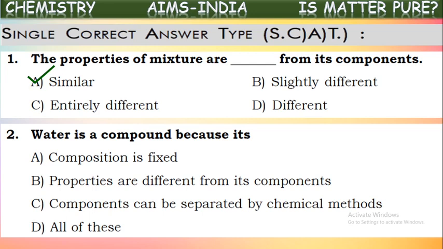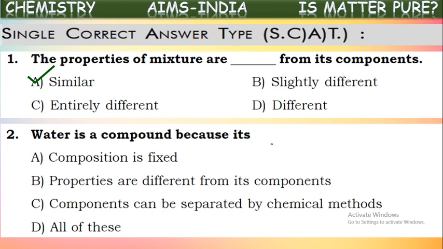Next question: water is a compound because? Water is called a compound, isn't it? Yes, water is a compound and it comes under pure substances. Now, why is it called a pure compound? Let us see the options. Composition is fixed. Yes, if it is a mixture, the composition might vary from one mixture to another. But if you take any compound, its chemical composition will always be the same and fixed.